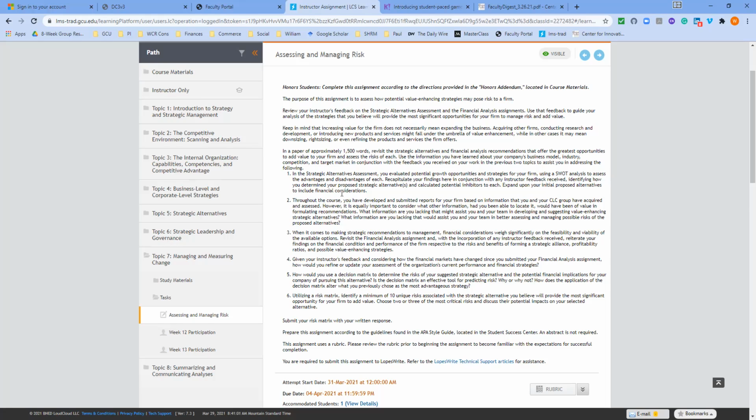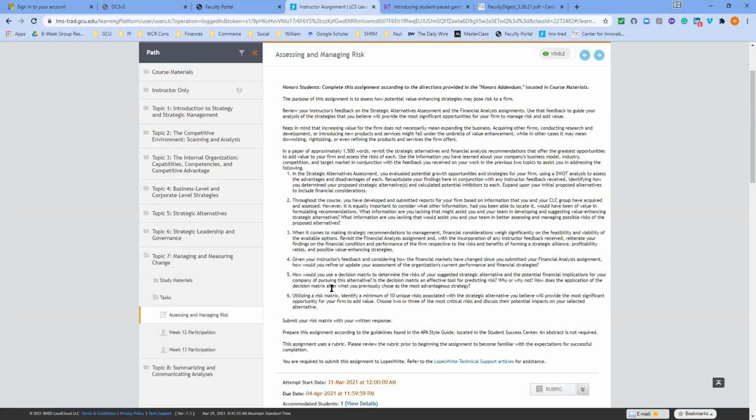Keep in mind that increasing value for the firm does not necessarily mean expanding the business. Acquiring other firms, conducting research and development, or introducing new products and services might fall under the umbrella of value enhancement, while in other cases it may mean downsizing, right-sizing, or even refining the products and services the firm offers. If you're not sure what some of those terms mean, please look them up in your book or Google them. And if you still have questions, go ahead and come to class with those questions and we'll discuss them.